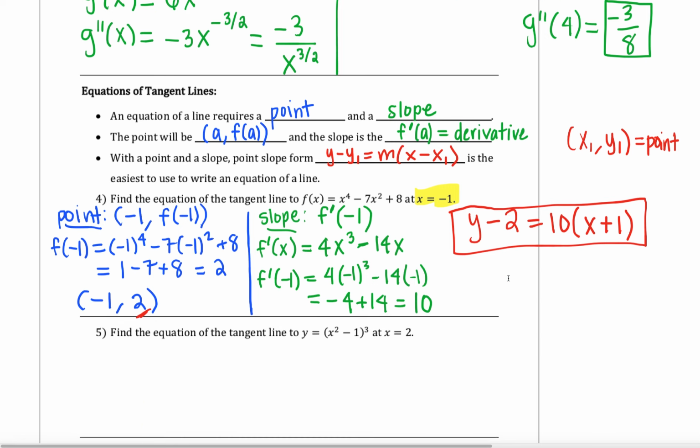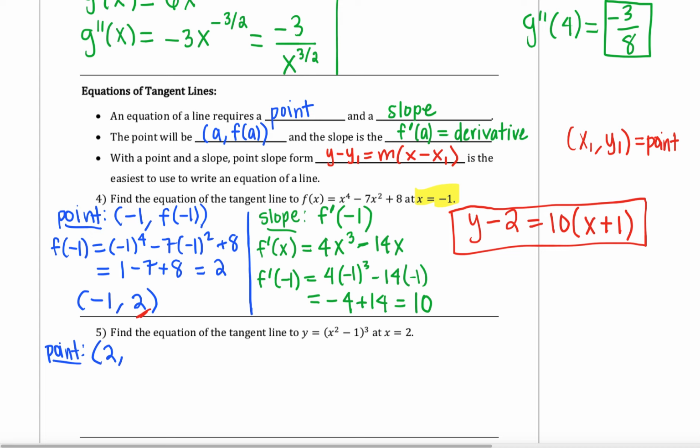All right, let's look at another tangent line example. This time, we're asked to find the equation of the tangent line to y equals x squared minus 1, whole thing cubed, at x equals 2. Let's start by finding our point. So we already have our x value of 2. How could we find the corresponding y value?